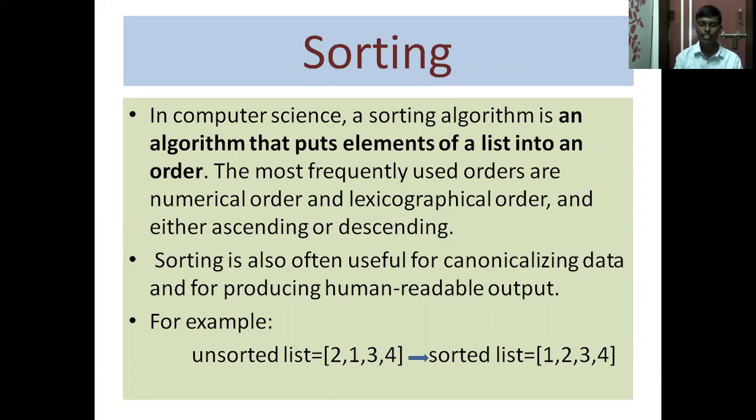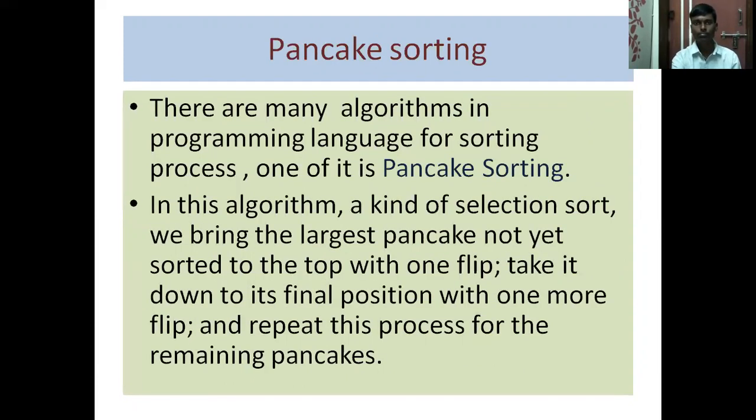For example, an unsorted list. In the list, I have taken random numbers 2, 1, 3, 4. This is an unsorted list. When we sort the list, the output will be the sorted list equals 1, 2, 3, 4. So now, what is pancake sorting?